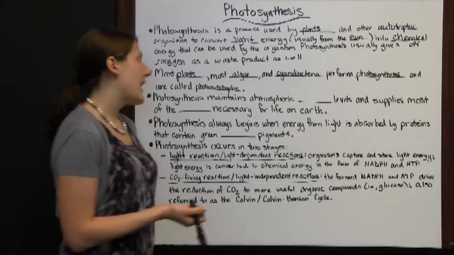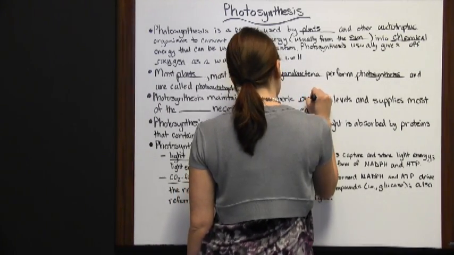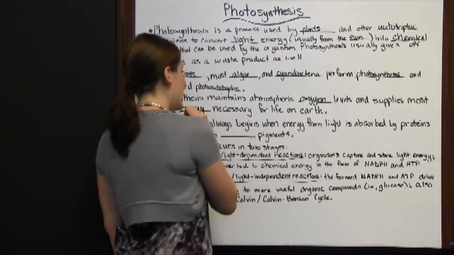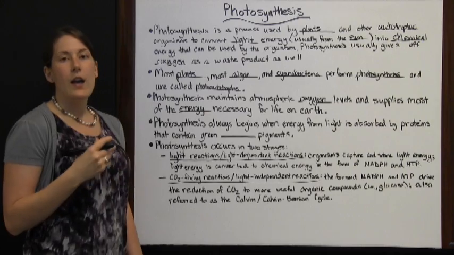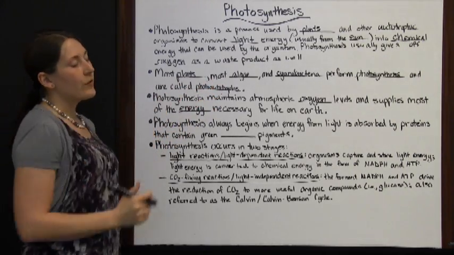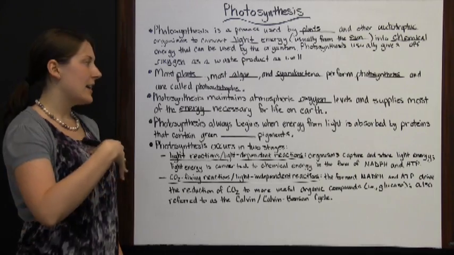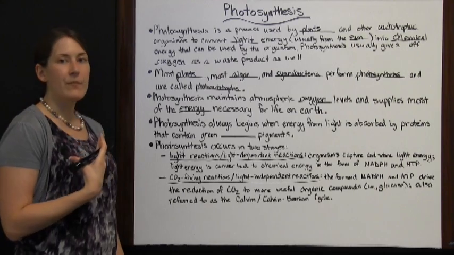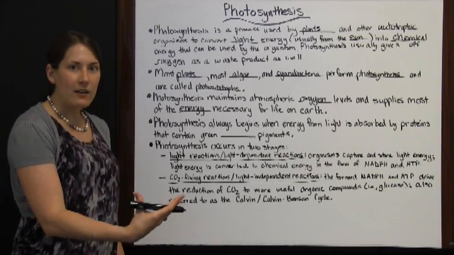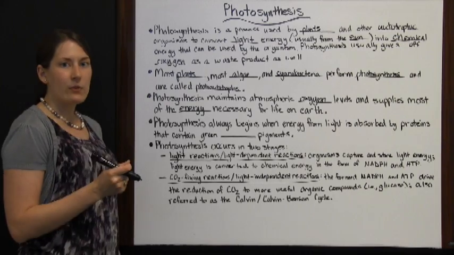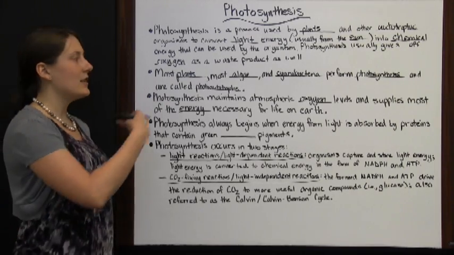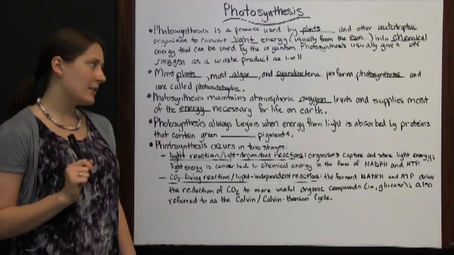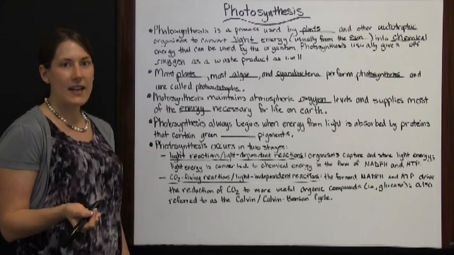Photosynthesis maintains atmospheric oxygen levels and supplies most of the energy necessary for life on Earth. So as these autotrophic organisms take in carbon dioxide, they let out oxygen and help maintain the atmospheric oxygen levels, because people and other organisms exhale carbon dioxide, and the plants or other autotrophs take that carbon dioxide in and turn it back into oxygen, which we breathe. So if we didn't have photosynthesis, we'd be running low on oxygen. And so photosynthesis helps maintain our oxygen levels.